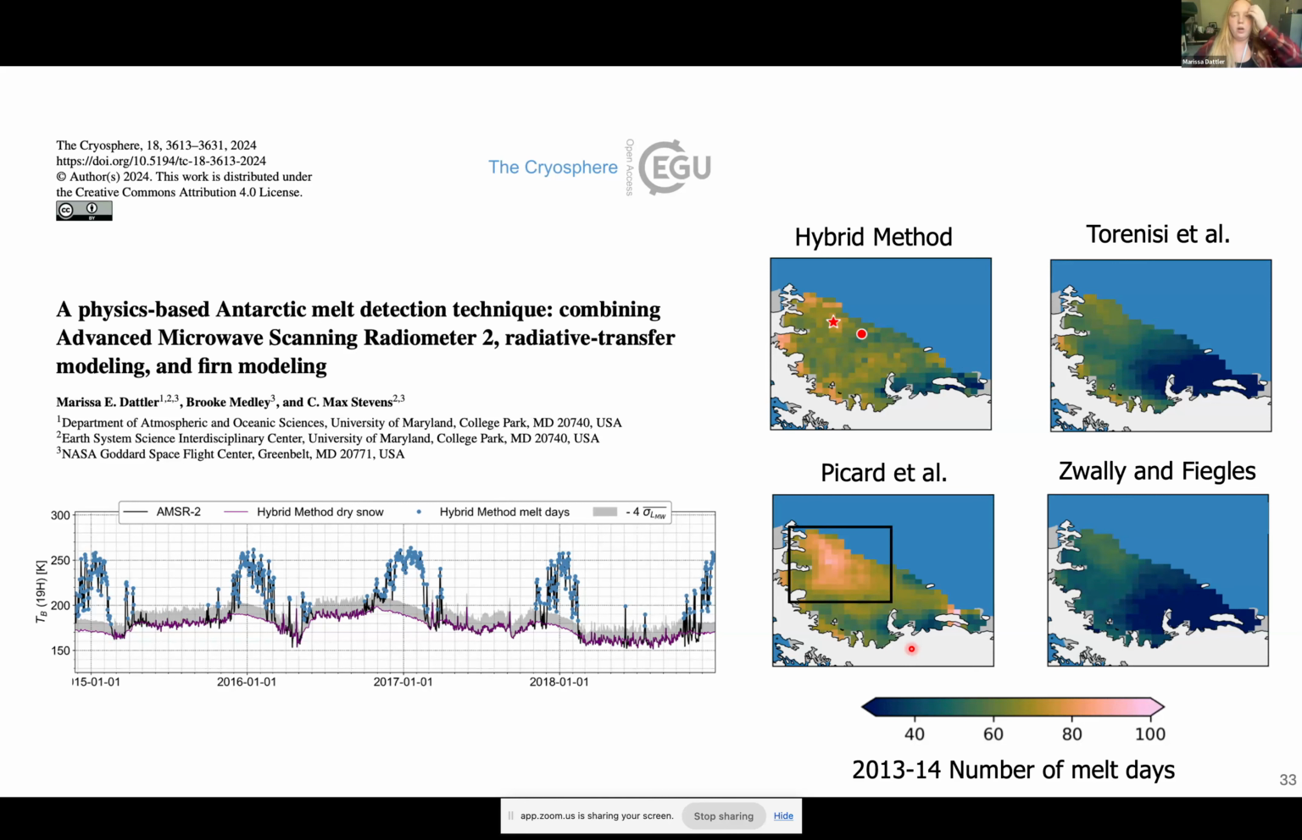And then on the right, we did this for the Larsen C ice shelf. In the bottom left is a specific location on the Larsen C ice shelf, and then on the right is over the entire Larsen C ice shelf. And this is from both the hybrid method, which is the physics-based method that I present here, and then also a few other statistically based methods that we were comparing to. So if you're interested in that, of course, feel free to check that out.